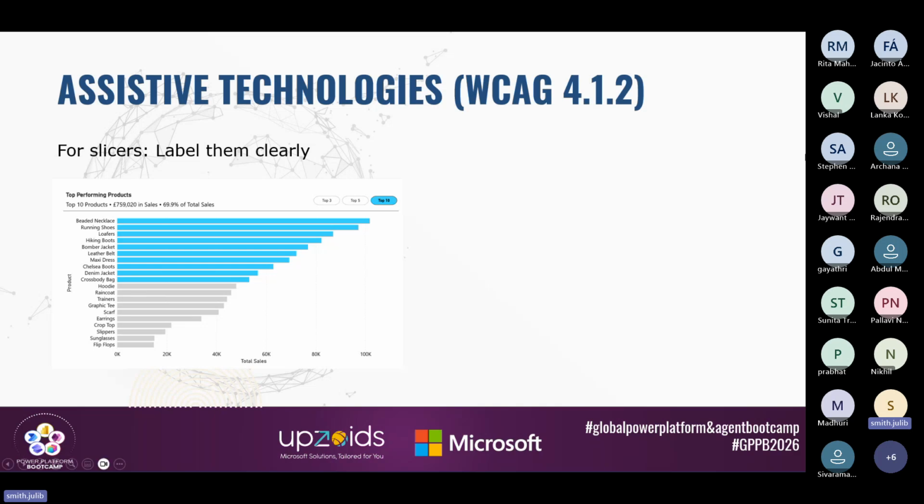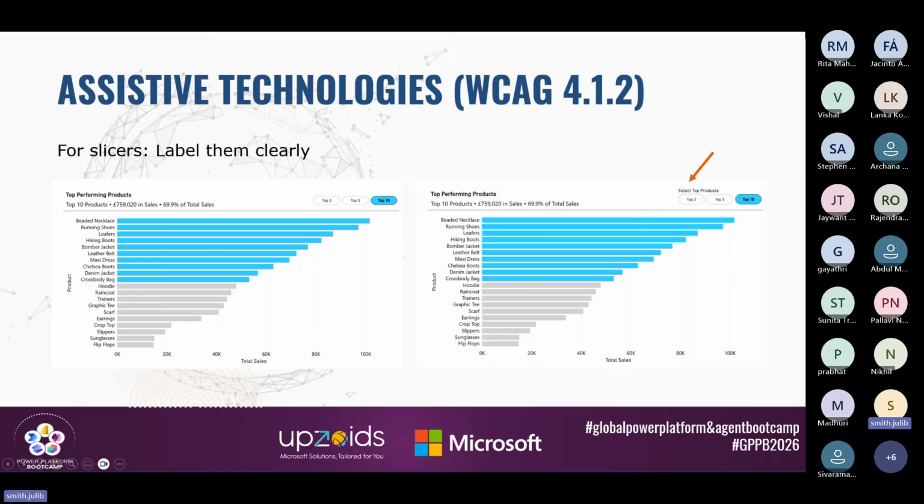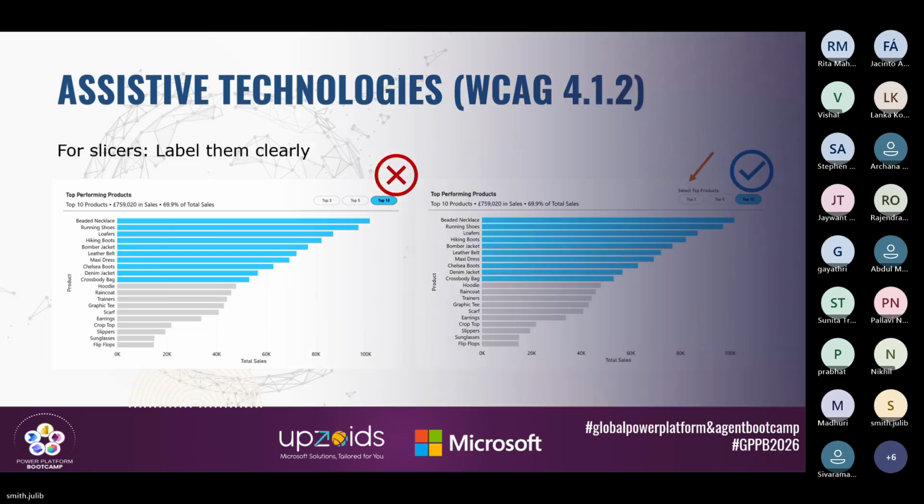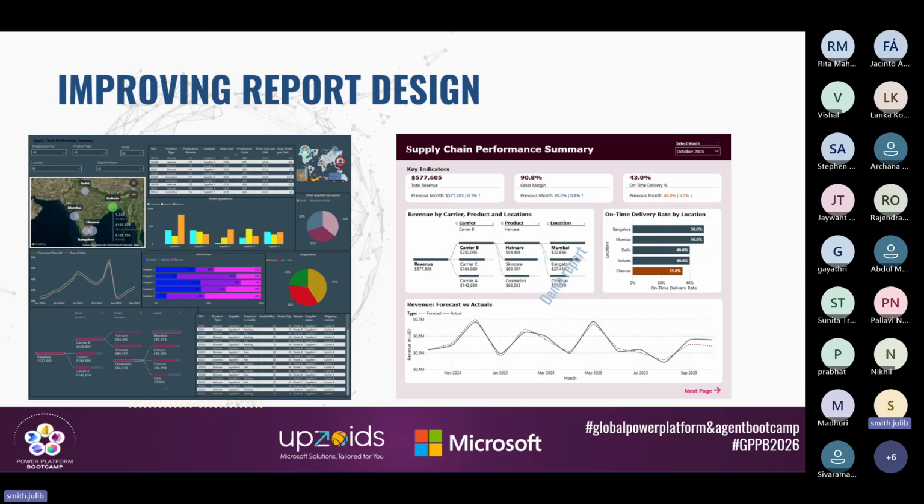And for slicers, we often remove the headers. We expect the users to know that they have to click on different options to filter the visual or the page. Now, that's not great for a screen reader, but also if you have a user who doesn't know how to use Power BI, they are scared to click and break. So add a header, tell what to do, right? Select top products.